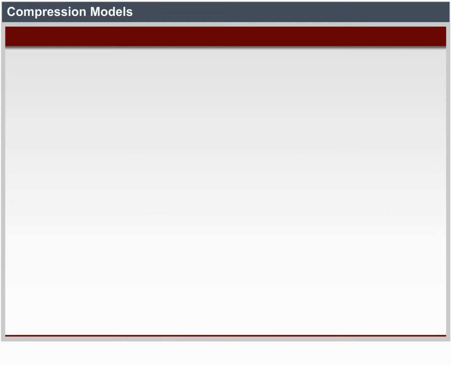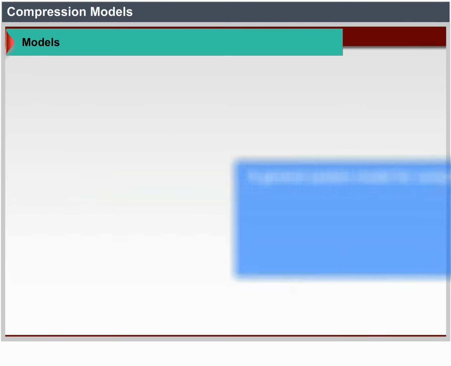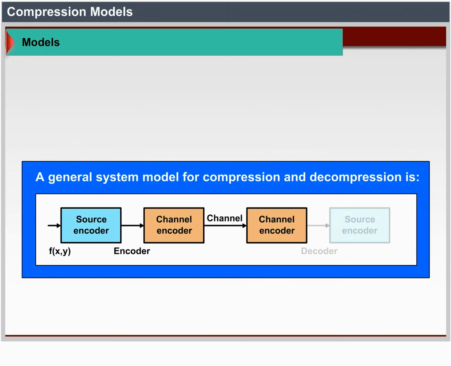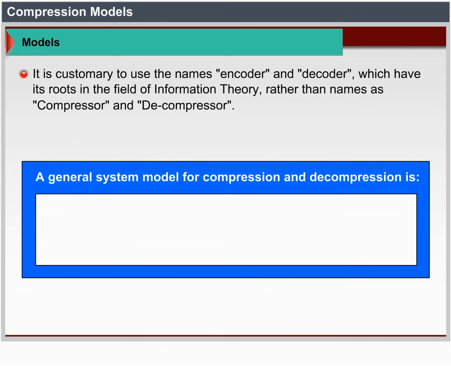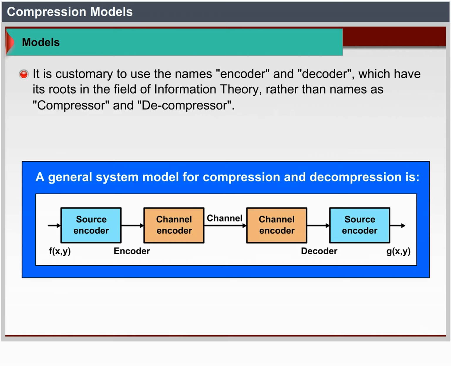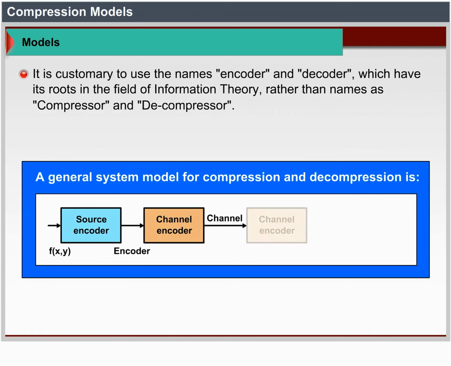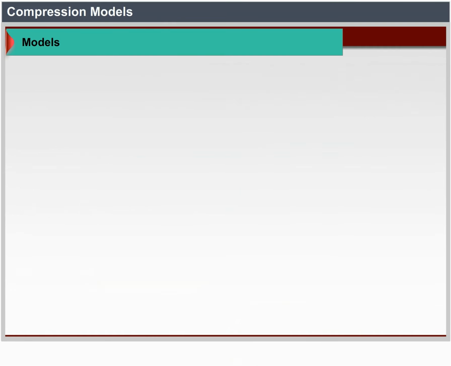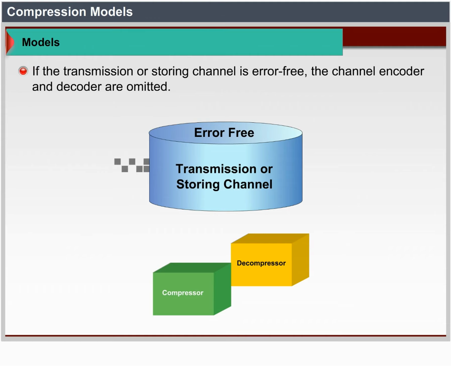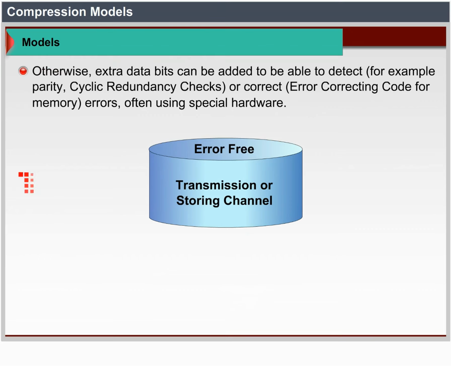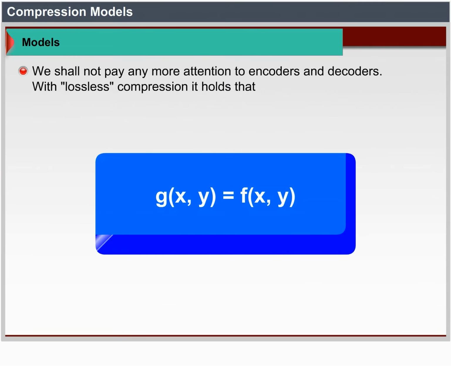Compression models. A general system model for compression and decompression is shown. It is customary to use the names encoder and decoder, which have their roots in the field of information theory, rather than the names compressor and decompressor. If the transmission or storing channel is error-free, the channel encoder and decoder are omitted. Otherwise, extra data bits can be added to be able to detect errors, for example parity or cyclic redundancy checks, or correct them, with error-correcting codes for memory errors, often using special hardware. We shall not pay any more attention to encoders and decoders.